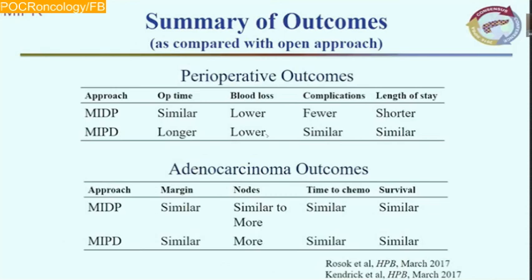In terms of Whipple surgery, as you can see here, operative time is longer, blood loss is lower, complications are similar, and length of stay is similar. So there are a lot of questions about the utility of doing laparoscopic Whipples. Some people are still sticking to doing it, but the evidence is not that great. For the distal pancreatectomy with splenectomy, we have similar margins and similar to more lymph nodes.